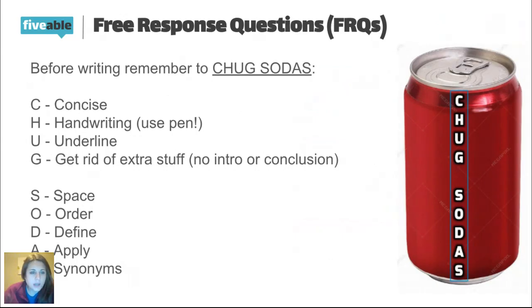Always, always, always underline whatever vocab word or term you're talking about, and then make sure you get rid of the extra stuff. You don't need an intro and you don't need a conclusion. When you're writing, remember to put space between each section or each paragraph. So each term should have its own paragraph, and then you should have a space between them. It's just easier for the person reading or grading your paper to go in and visually see when a new idea starts, and it will help them in scoring you more fairly.